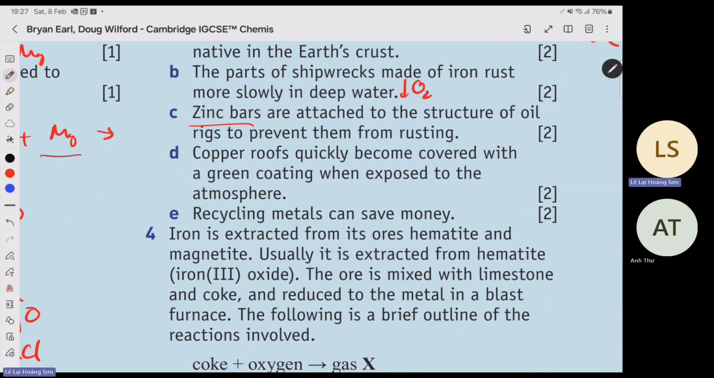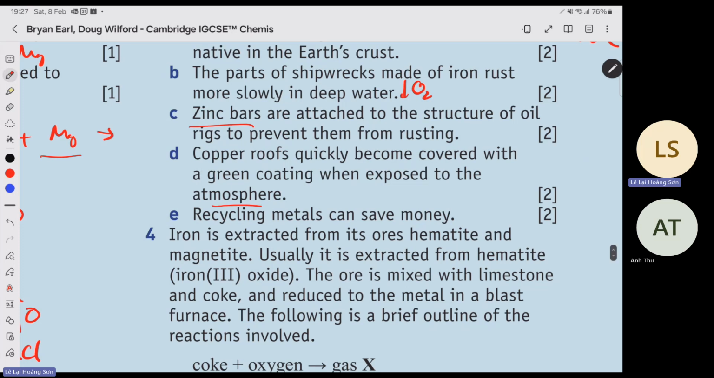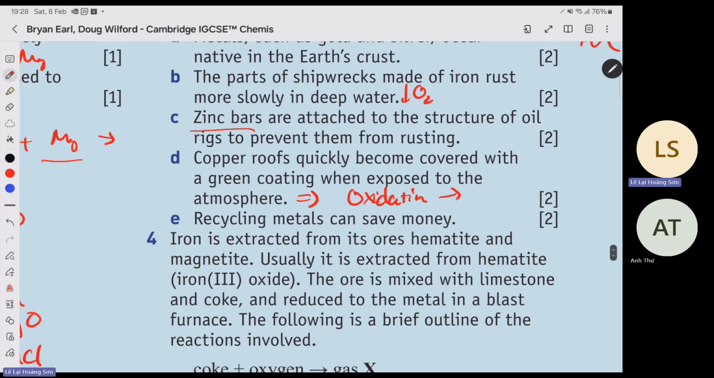Moving on. Copper roofs quickly become covered with a green coating when exposed to the atmosphere. What is the name of this process? The copper reacts with oxygen. What is the name of that process? Oxidation. Yep. Or maybe we can also use a term that we have just learned. Rusting. Oh no, rusting is only used for iron, right? We have corrosion, which is the term for other metals.